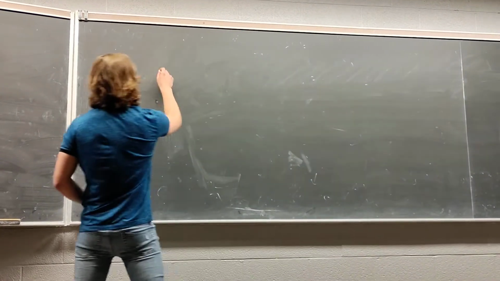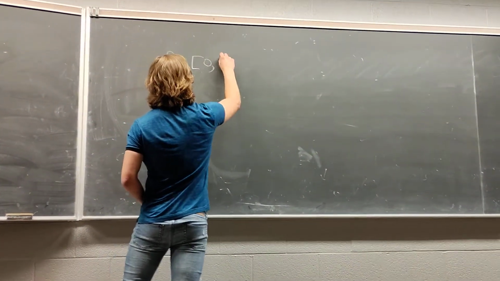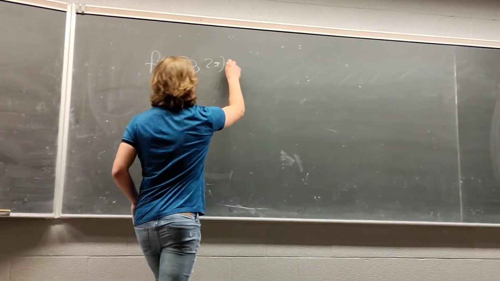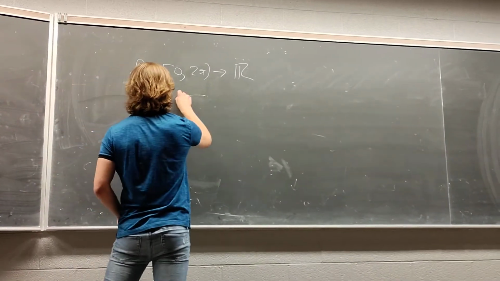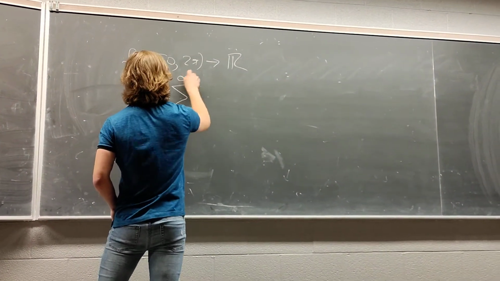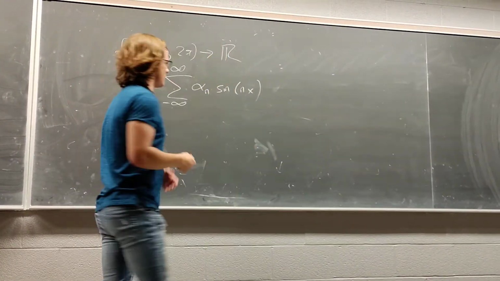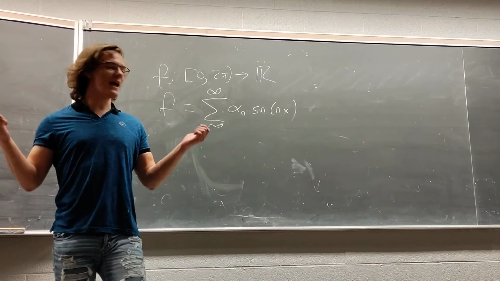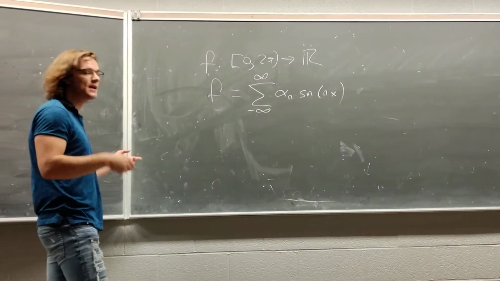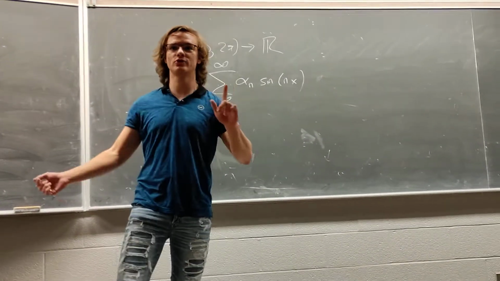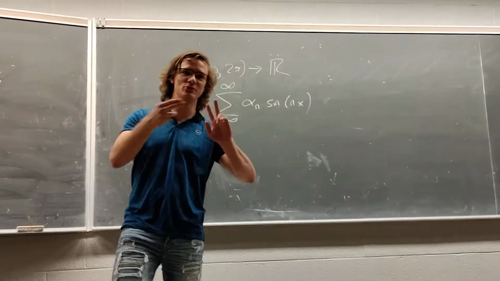So the driving question for Fourier was, if we have a function f from the interval 0 to pi, and for now I'm going to work with the real numbers, when is it the case that f is equal to the sum from negative infinity to infinity of alpha n sine nx? When does this happen? The answer is basically always. It is shocking how often this happens. Every continuous function, check. Functions with a finite number of discontinuities, check. Functions with infinitely many discontinuities, usually check.